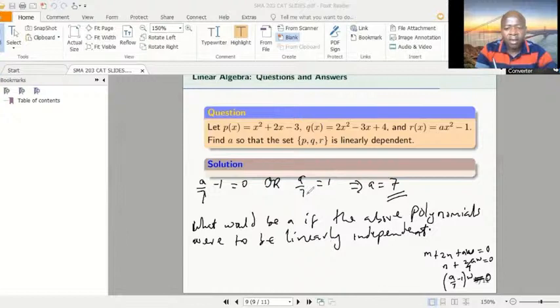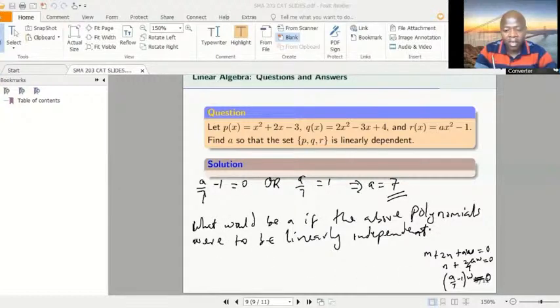that our scalars, we were using them as scalars M, N, and W, must each be 0. They must all of them be 0. W must be 0, N must be 0, and M must also be 0. If those scalars are each 0, then the polynomials are linearly independent.